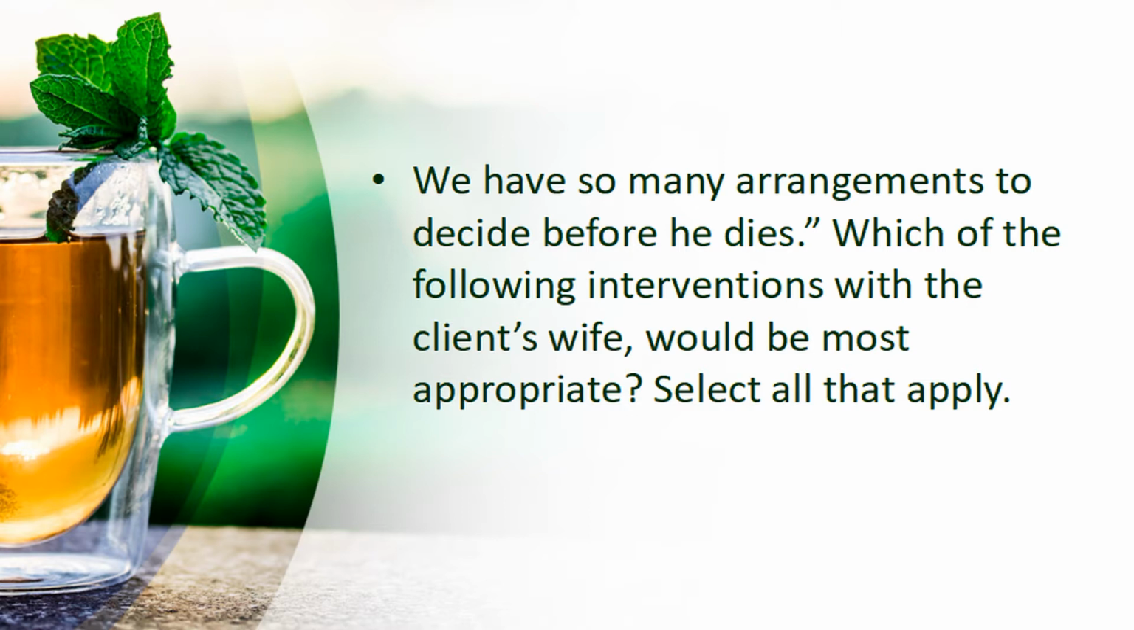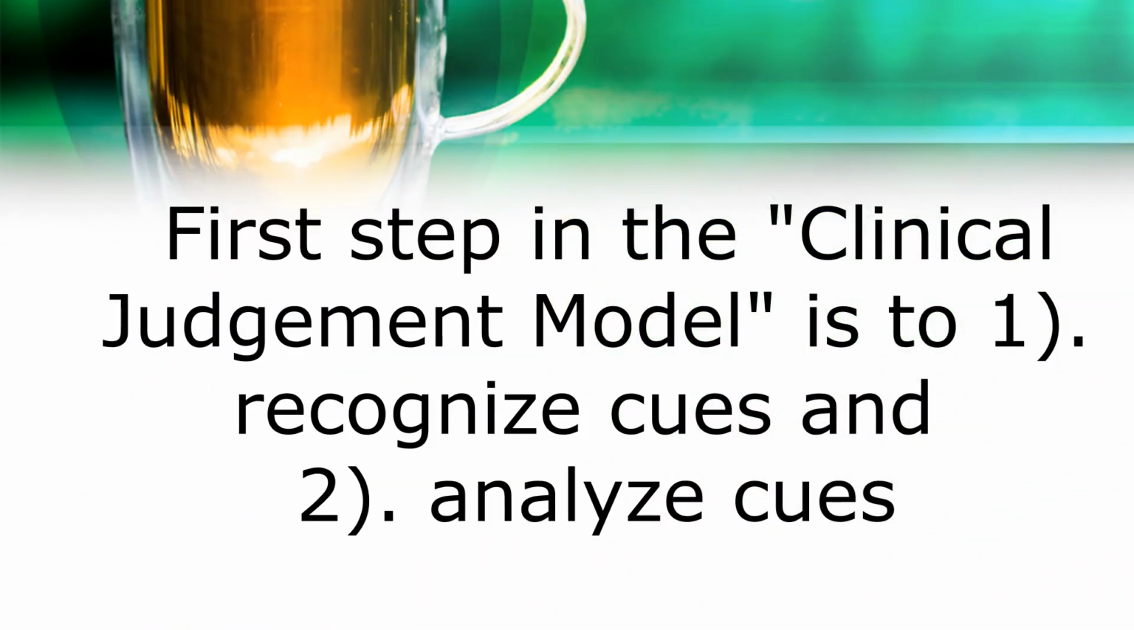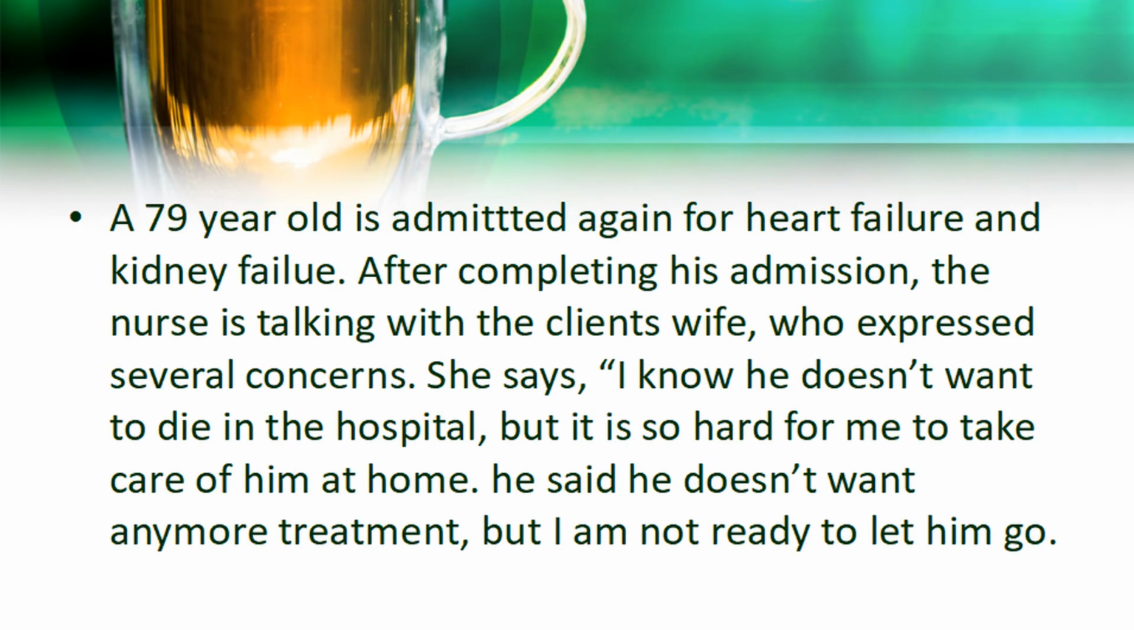Select all that apply. The first step in the clinical judgment model is to recognize cues, and then we want to analyze the cues. So looking at the question, we have heart failure, that's a cue. Kidney failure, that's a cue. It says, after completing his admission, the nurse is talking with the client's wife. So now, heart failure and kidney failure is no longer a cue.